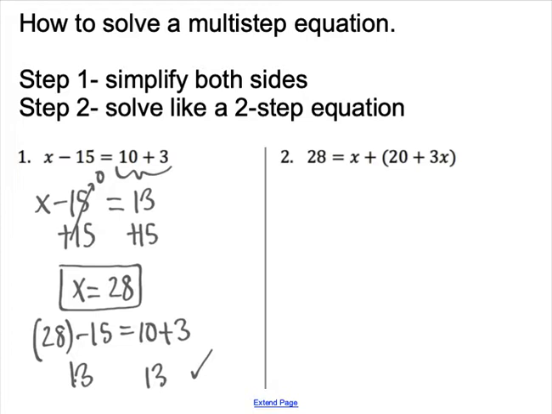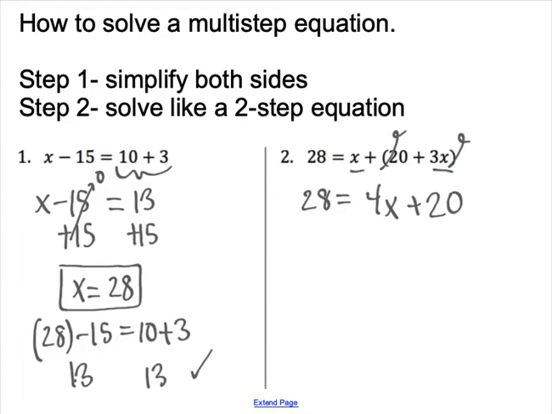Next example, 28 equals x plus 20 plus 3x. First, we're going to simplify both sides. 28 is already simplified. The other side, x plus 20 plus 3x. We've got parentheses. These parentheses don't do anything, so I can just get rid of them. x and 3x are like terms. They make 4x together. 20 doesn't have any other like terms, but we do need to keep it.